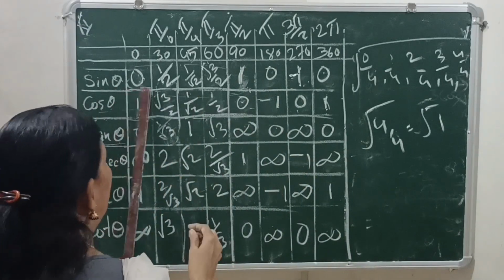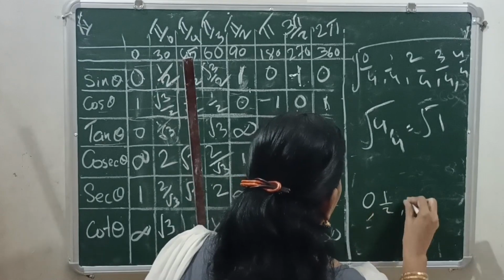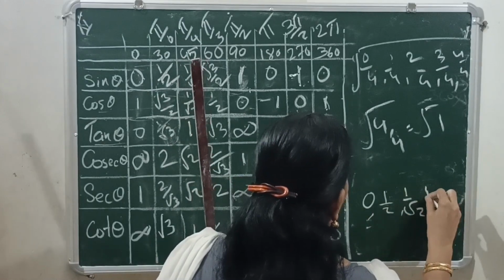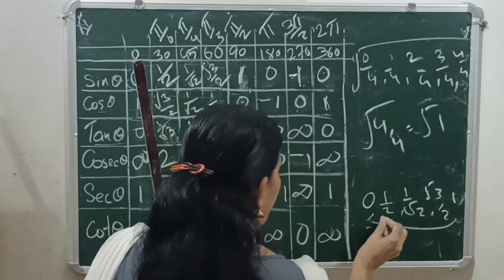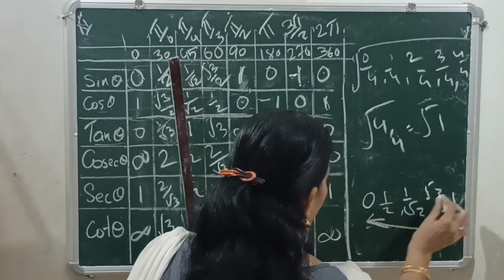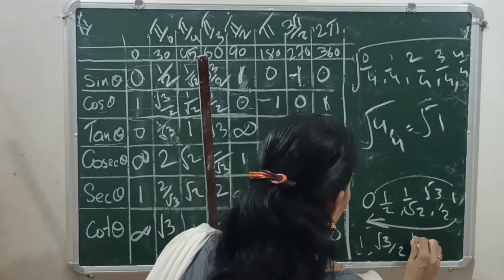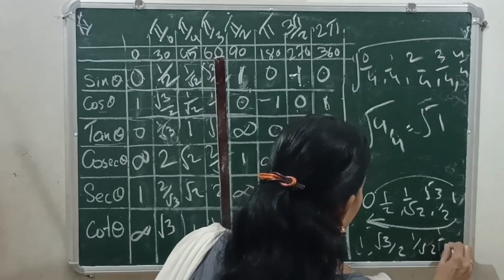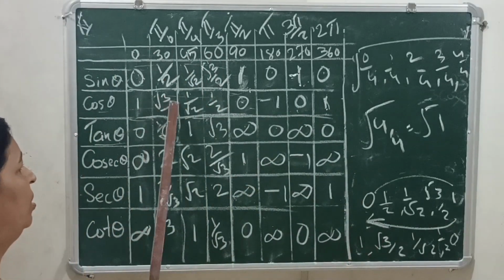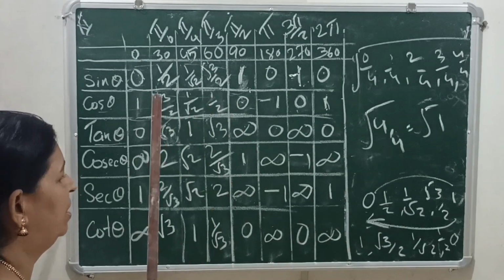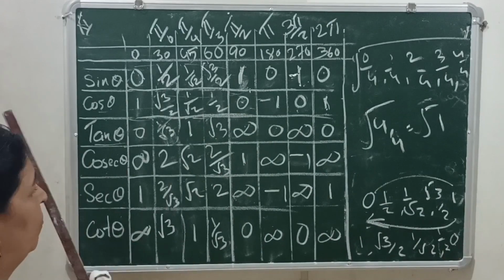Then write this in reverse order. Here the sin values are 0, half, 1 by root 2, root 3 by 2 and 1. Write this in reverse order, from right to left: 1, root 3 by 2, 1 by root 2, 1 by 2 and 0. That is the cosine values in reverse: 1, root 3 by 2, 1 by root 2, 1 by 2 and 0.